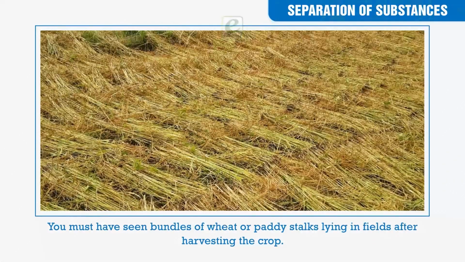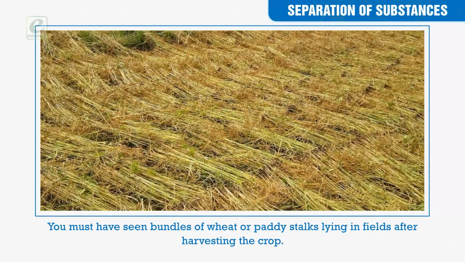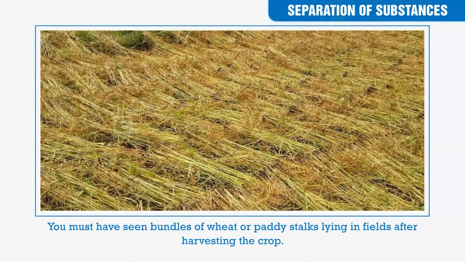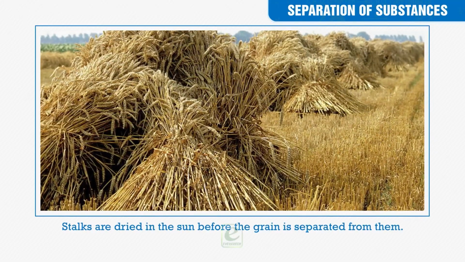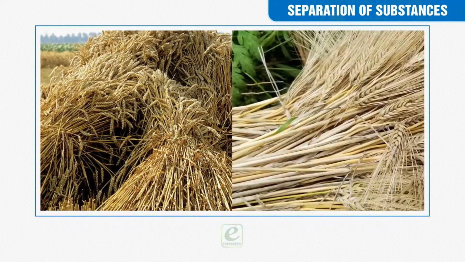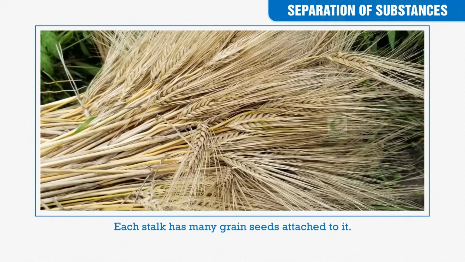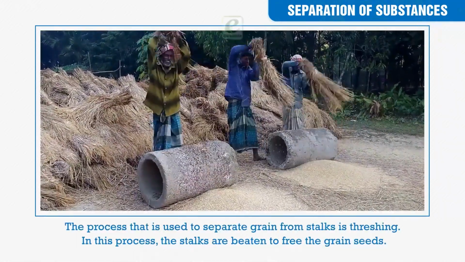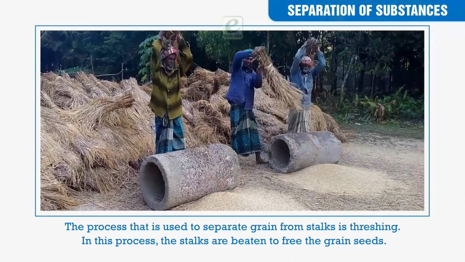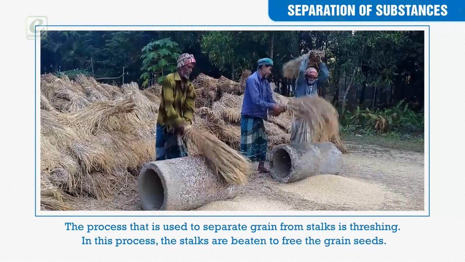Threshing. You must have seen bundles of wheat or paddy stalks lying in fields after harvesting the crop. Stalks are dried in the sun before the grain is separated from them. Each stalk has many grain seeds attached to it. The process that is used to separate grain from stalks is threshing. In this process, the stalks are beaten to free the grain seeds.